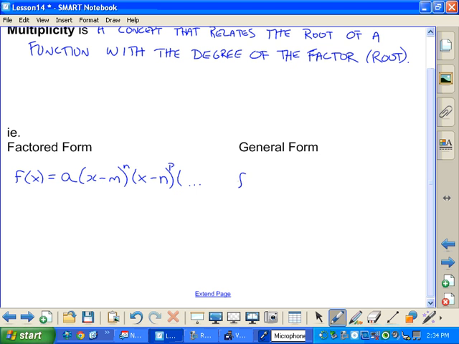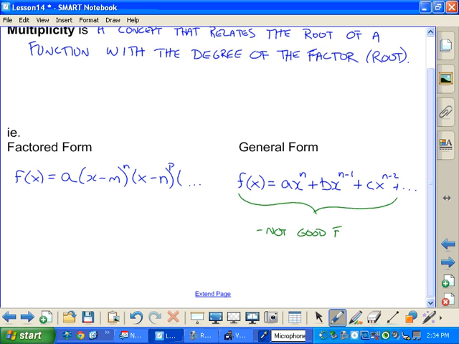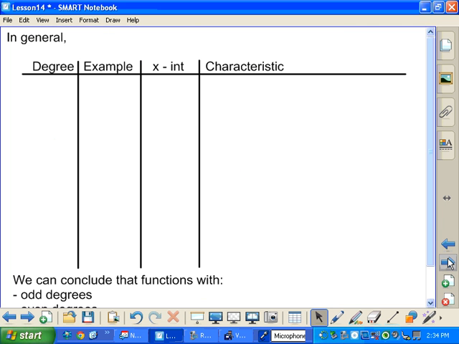And the general form is when it's in non-factored form. So it would be some ax to the n plus bx to the n minus 1 plus cx to the n minus 2, and so on and so forth. Okay? This form is not good for graphing by hand, and you don't have to graph something like this by hand. And this is the form we want. We want factored form. All right, so let's draw some conclusions here.